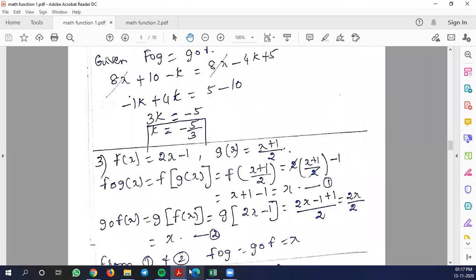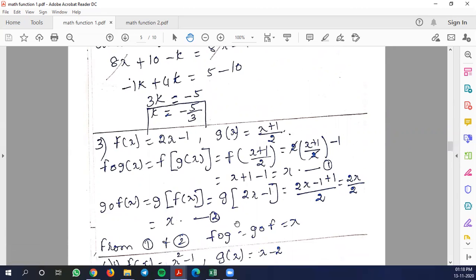Third sum, f of x equal to 2x minus 1, g of x equal to x plus 1 by 2. So f of g of x equal to f of, what is g of x? X plus 1 by 2 equal to, now this full term is x. What is f of x? It is 2x minus 1. So 2 into, what is our x here? It is x plus 1 by 2. 2 get cancelled. So x plus 1. So here plus 1 minus 1 get cancelled. So it is x.